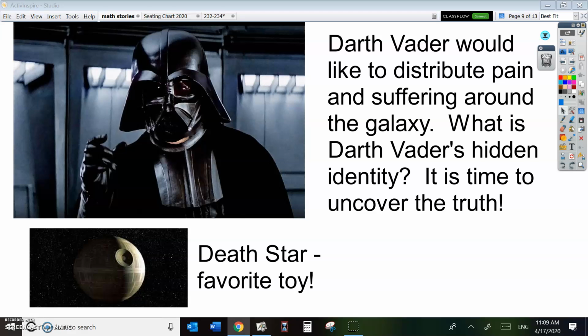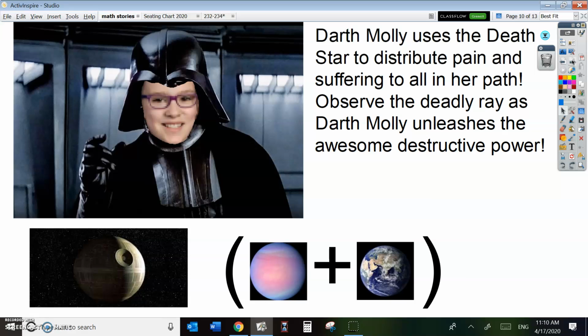Darth Vader would like to distribute pain and suffering around the galaxy. What is Darth Vader's hidden identity? It's time to uncover the truth. Darth Maul uses the Death Star to distribute pain and suffering to all in her path.